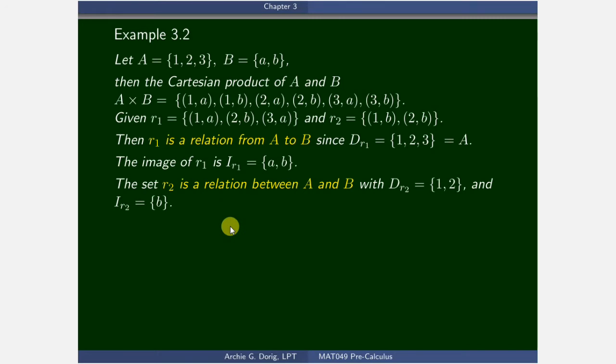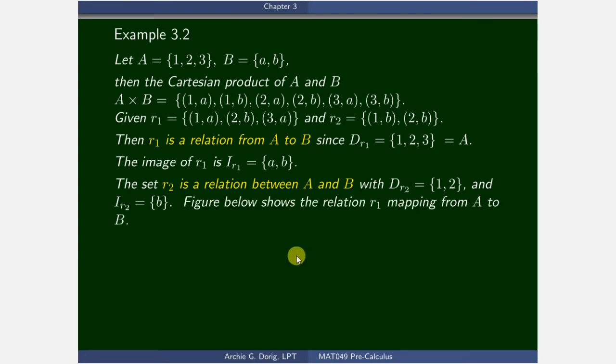And R sub 2 is a relation between A and B where the domain of R sub 2 equals the set 1, 2. So these are the elements of the domain, 1 and 2. And the image of R sub 2 is just the element b. So this is the image of R sub 2.